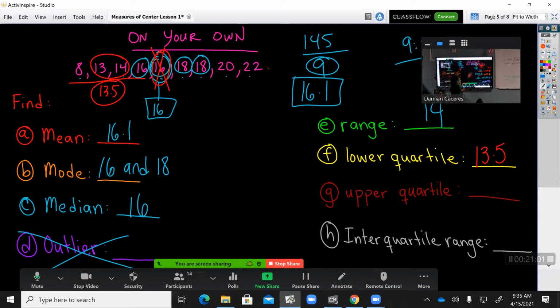Now we do the same thing with the right side of the data set. You have 18, 18, 20, 22. The two in the center are 18 and 20. Add them up and divide by 2, you get 19. 19 is your upper quartile. Now all you do is subtract your upper quartile minus your lower quartile. So 19 minus 13.5 would give you 5.5. And that's all.